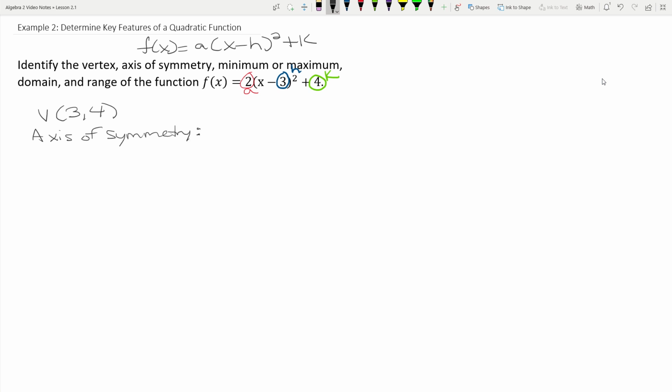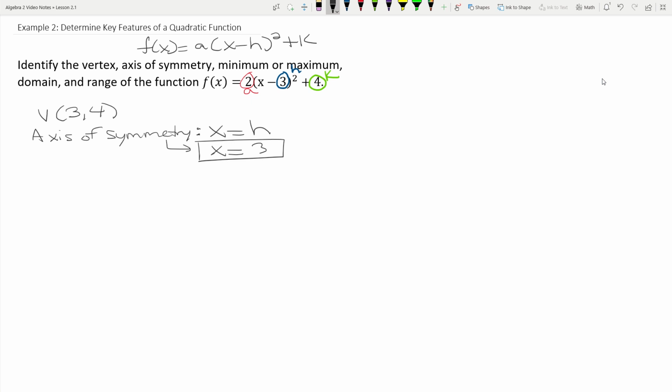So the axis of symmetry is always going to be your h value. So it's x equals h. That's the formula for the axis of symmetry. In this example, h is 3, right? So x is equal to 3. So that is the axis of symmetry.